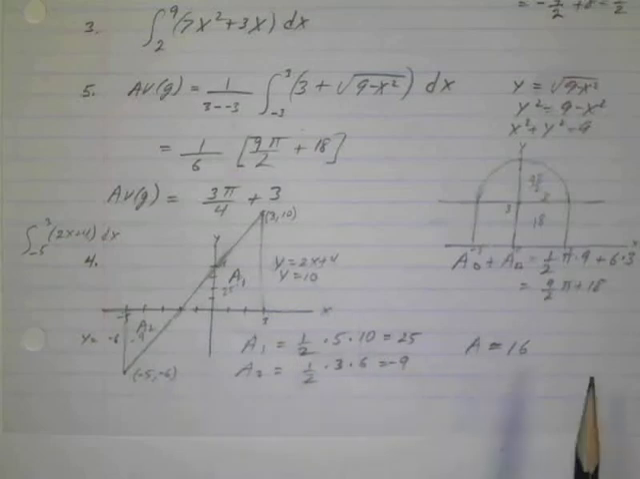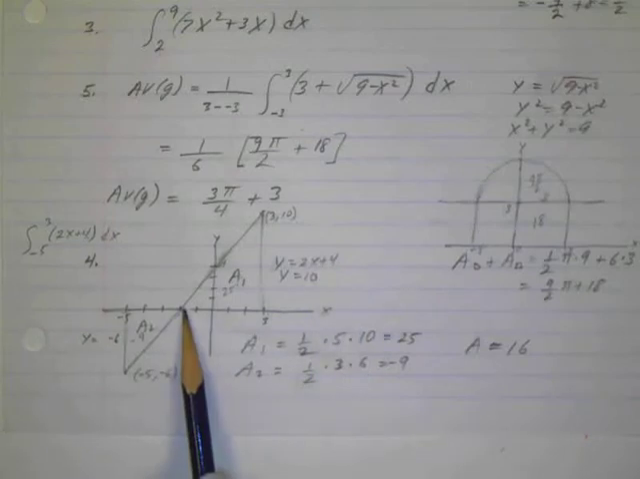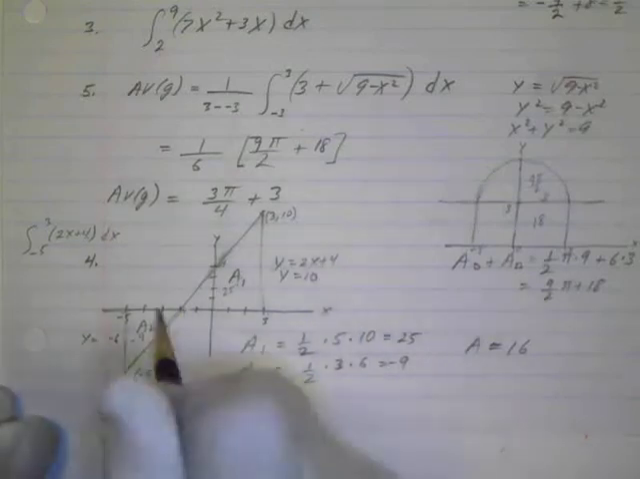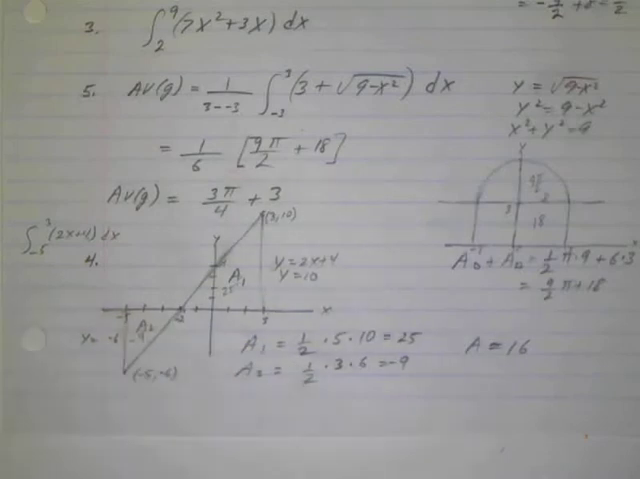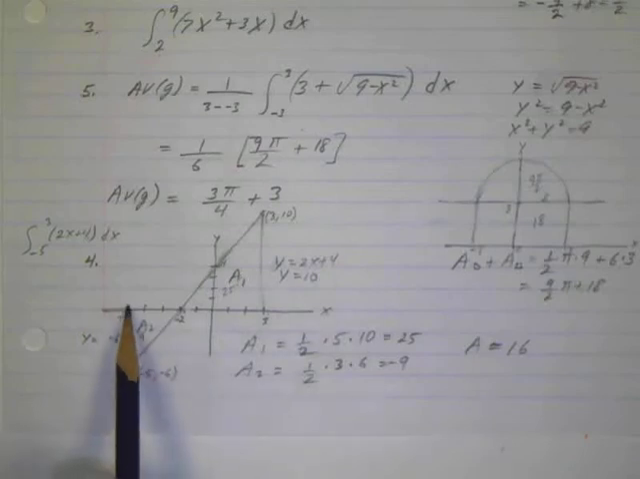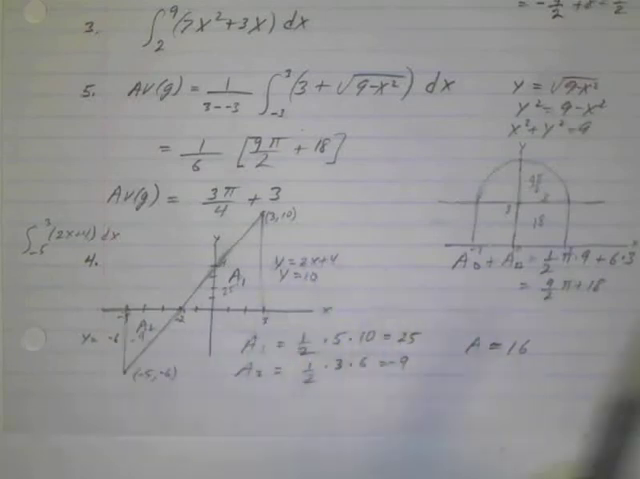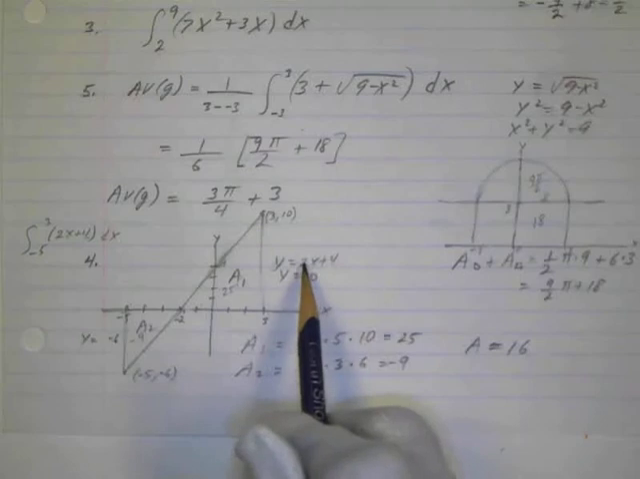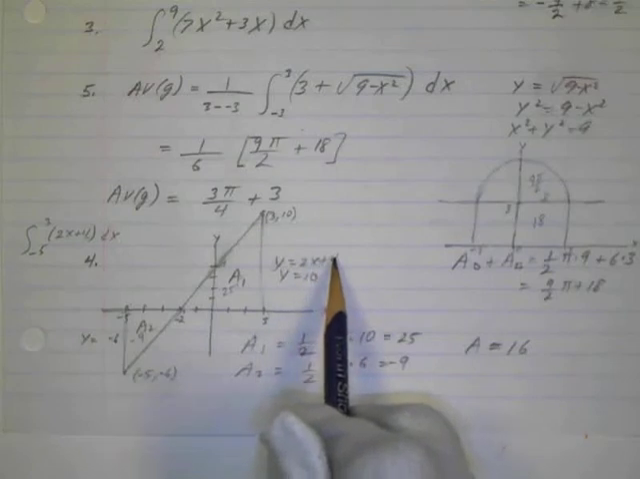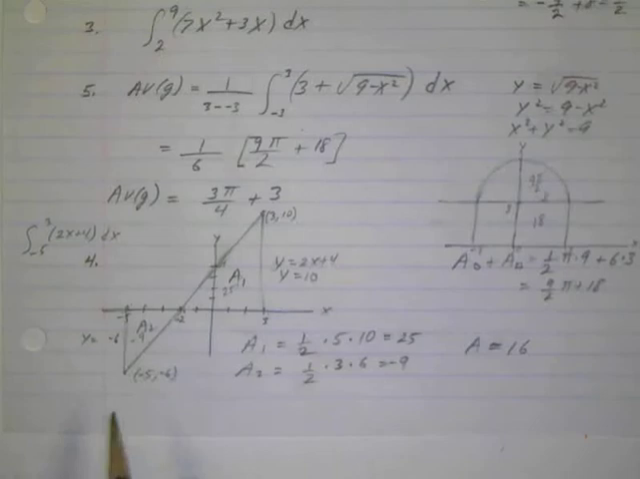And if I set 2x plus 4 equal to 0, x equals -2, that's where it crosses the x-axis. So this is -2. So we can figure out the area of these 2 triangles quite easily. And again, over here at -5, if I want to find the point here at -5, which is the left limit of integration, all I have to do is put that -5 in my equation. If I put -5 in here, 2 times -5 is -10. -10 plus 4 is -6. So this is the point, -6.